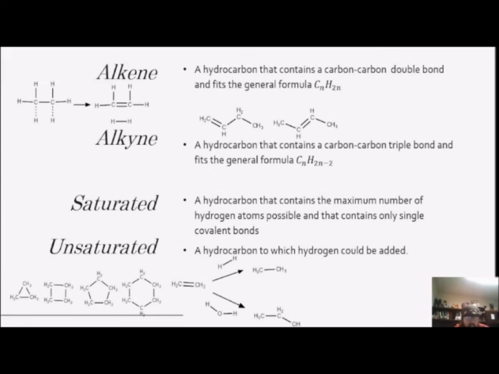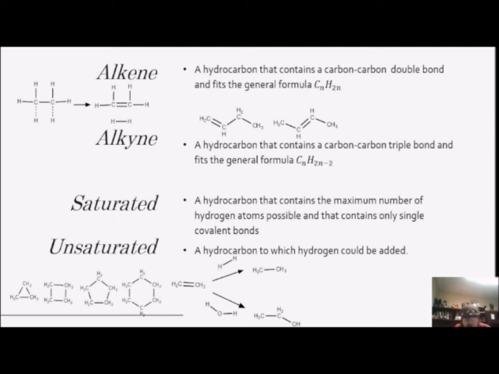Now, from there, we can classify these alkanes, alkenes, and alkynes into two kinds of subclasses. Saturated hydrocarbons: a saturated hydrocarbon, an example of which is an alkane, is a hydrocarbon that has the maximum number of hydrogen atoms possible, and will thus contain only single covalent bonds. So an alkane would be a saturated hydrocarbon. Unsaturated would be a hydrocarbon to which hydrogen could be added. An alkene and an alkyne have a double or triple bond that could be split and then add hydrogen to it.